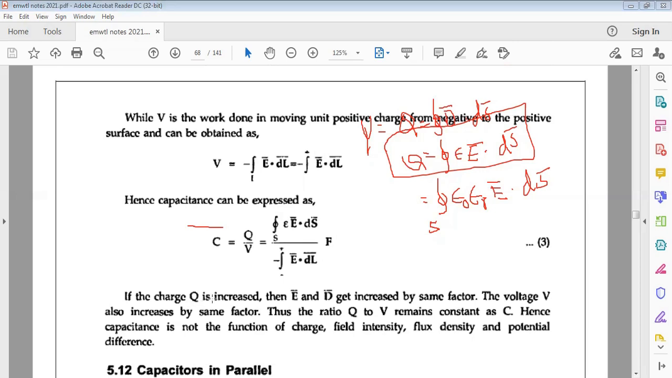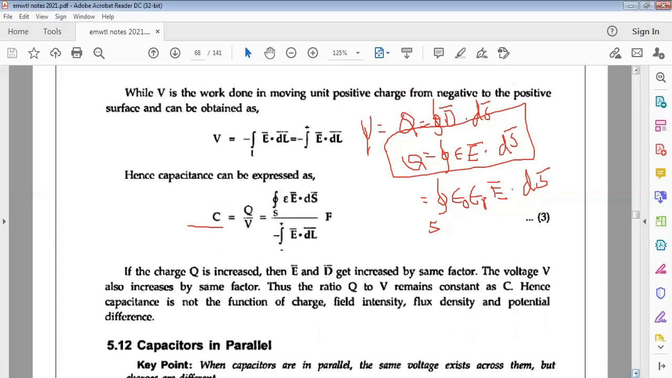If the charge Q is increased, then E bar and D bar increase by the same factor. The voltage V also increases by the same factor. Thus, the ratio of Q to V remains constant as C. The capacitance is not a function of charge, field intensity, flux density, or the potential difference.